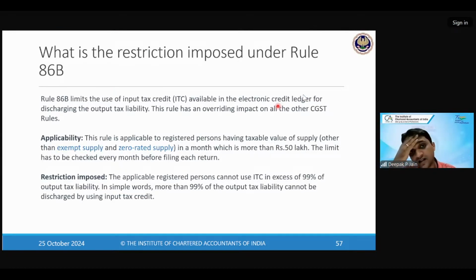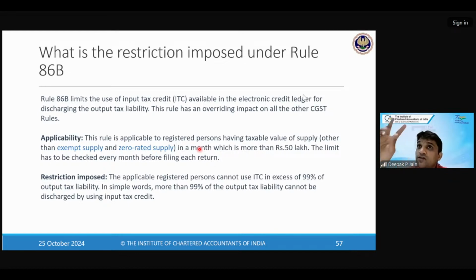Then there is another restriction under 86B. 86B says that for the ITC available in your electronic credit ledger for discharging your output tax liability, there is a restriction: if you are a supplier and your monthly taxable value of supply, other than export supply and zero rated supply, is more than 50 lakh rupees, then you should utilize input tax credit only to the extent of 99%. Full ITC you cannot utilize. You have to utilize 99% and pay 1% from your electronic cash ledger.